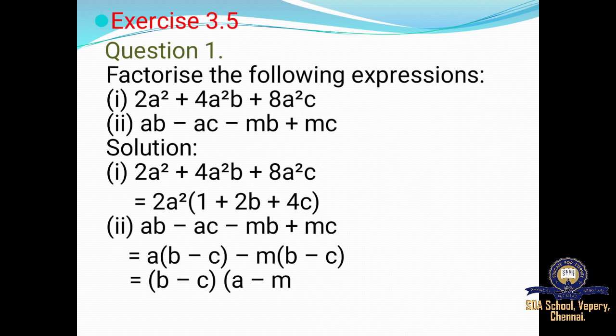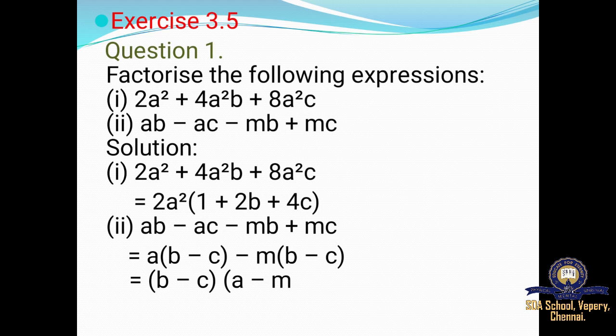So let us look into exercise 3.5, question number 1. Factorize the following expression. First subdivision, 2a square plus 4a square b plus 8a square c. How do we factorize it? If you see carefully, you will be able to see 2a square is common between all the three terms. Now, how do we find out whether 2a square is common or something else is common? You can do it using the HCF method. You can simply take 2a square, 4a square b and 8a square c. I hope you remember what is HCF, students. Highest common factor.